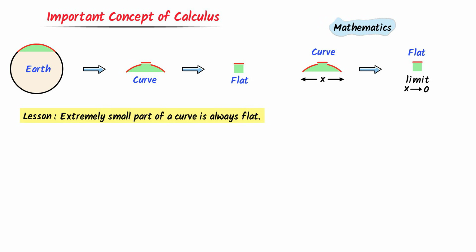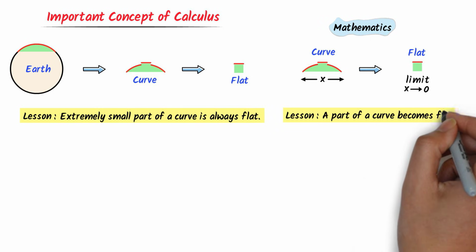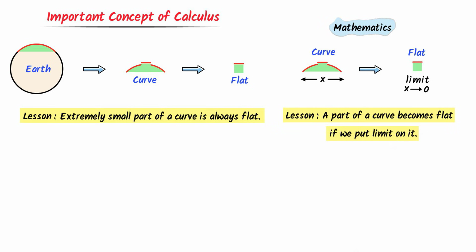Let me repeat it. This limit x approaches 0 means that the length of the curve is so small that it appears flat. From this example, we learn that a part of a curve becomes flat if you put a limit on it, like limit x approaches 0. Thus this limit x approaches 0 is the most powerful tool through which we can easily convert any curved path to a flat or straight path. Hence note down this important tool which we will use in understanding integration.